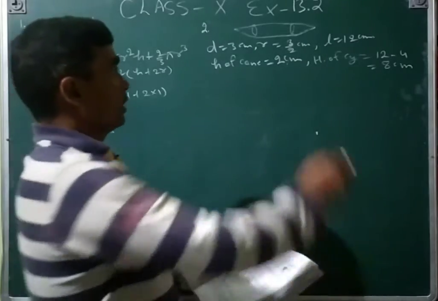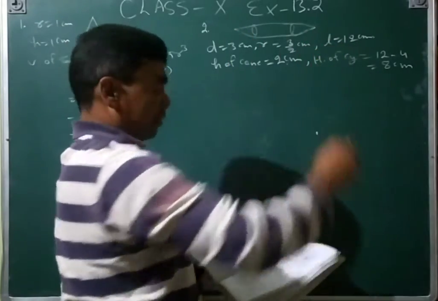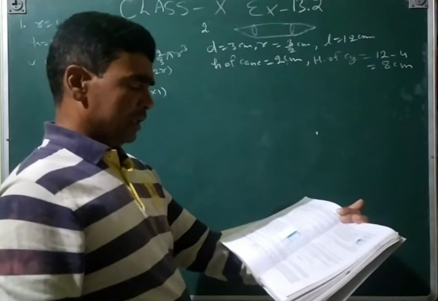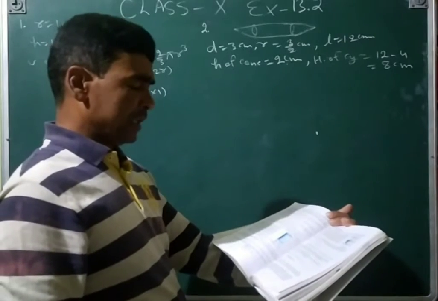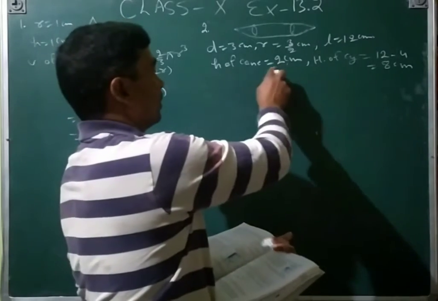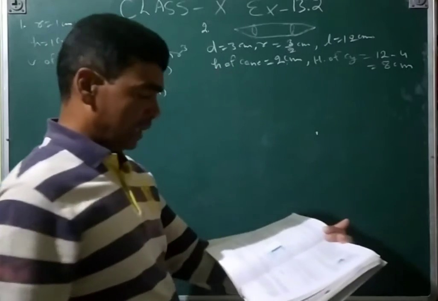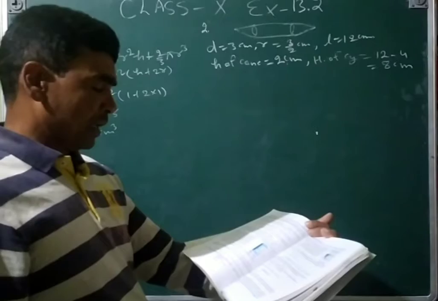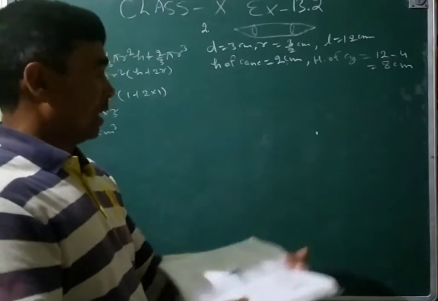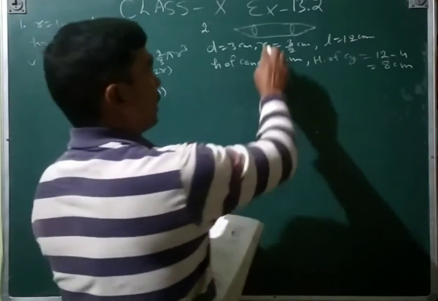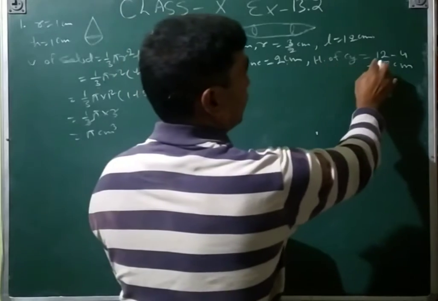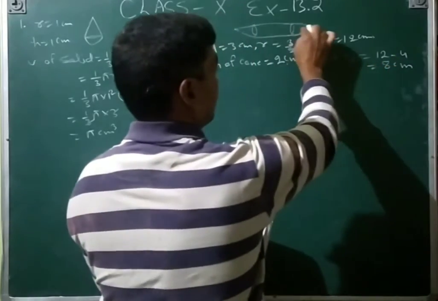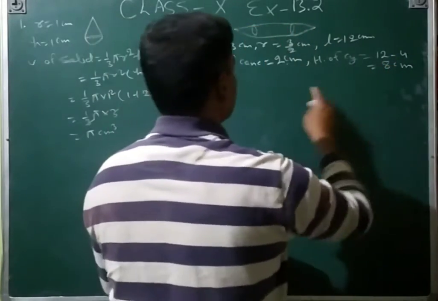The length of this model is 12 centimeter. If each cone has a height of 2 centimeter, that is the height of the cone, find the volume of the air contained in the model. So we need the height of the cylinder also. The height of the cylinder is equal to 12 minus 4, because 2 each side is less, that is 8 centimeter.